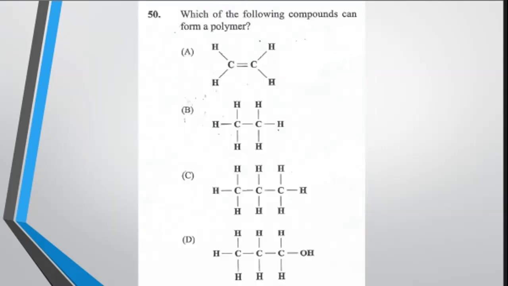All right, question 50. Which of the following compounds can form a polymer? We have 2 types of polymers: addition polymerization and condensation polymerization. In order for us to form addition polymers, we must have an alkene, something with a double bond.